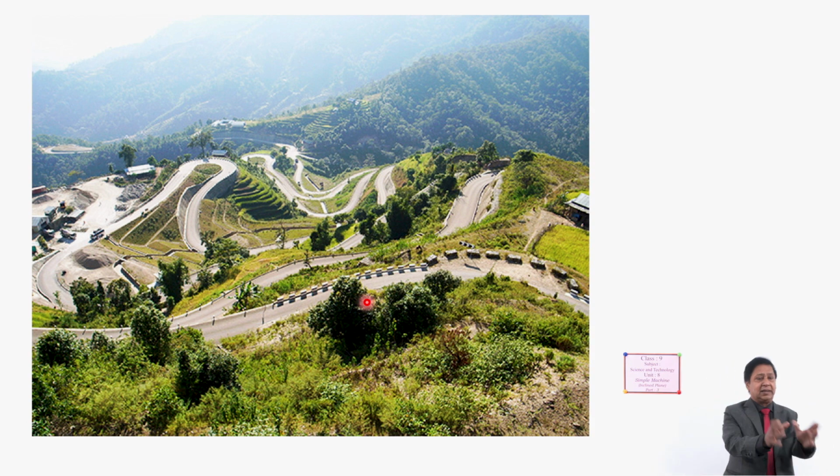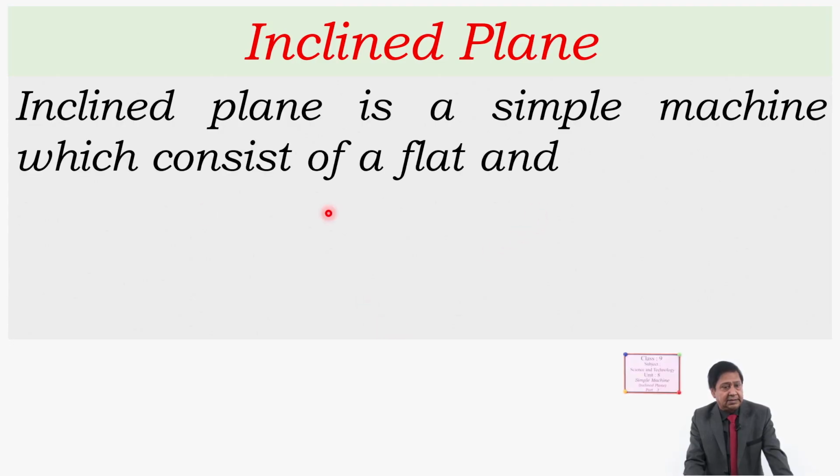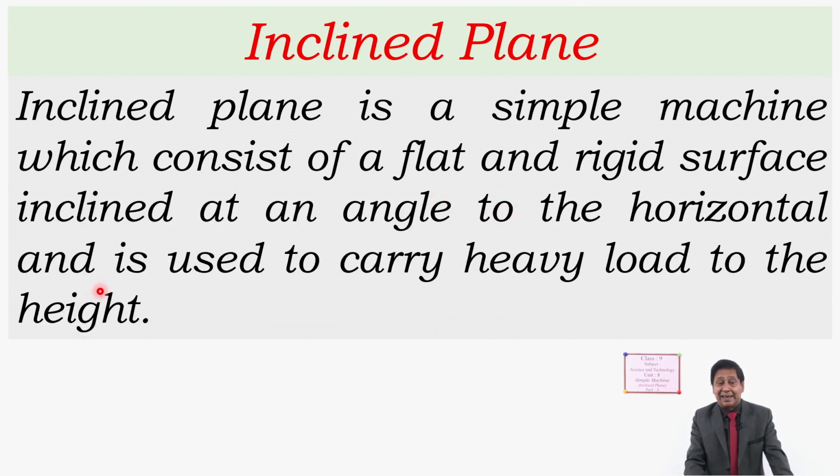Looking at all this, now how can we define the inclined plane? What is an inclined plane? If you are asked what an inclined plane is, then you have to write or say the definition of the inclined plane. We can define the inclined plane this way. An inclined plane is a simple machine which consists of a flat and rigid surface inclined at an angle to the horizontal and is used to carry heavy loads to a height.